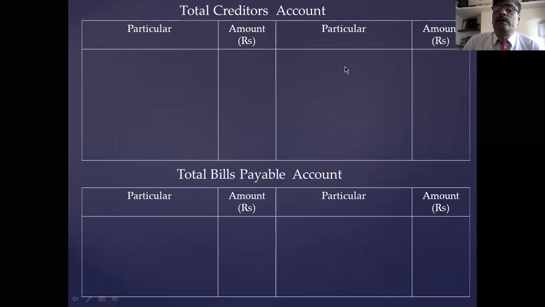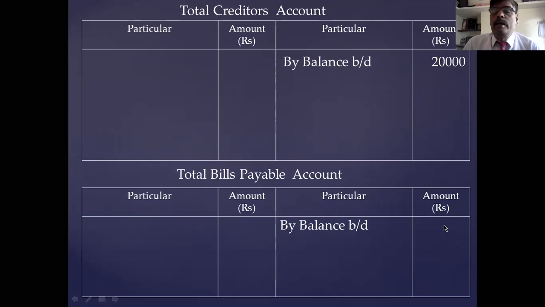In the statement of affairs, liability side creditors is there. So by balance brought down 20,000. Second, bills payable in the statement of affairs. By balance brought down 40,000. These two taken from the statement of affairs. Statement of affairs portion completed.